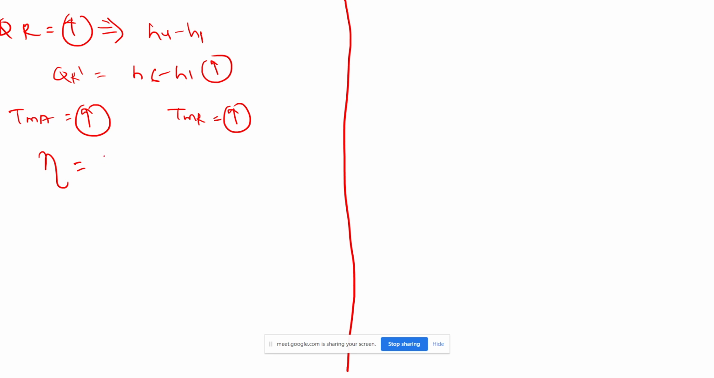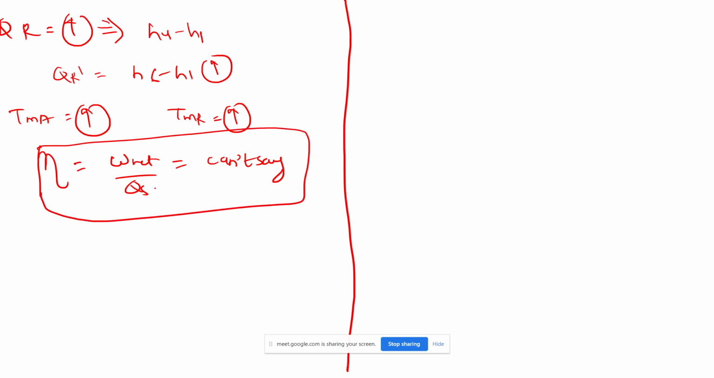And efficiency: what will be the effect on the efficiency? Efficiency, as we know, is net work output upon heat addition. Both are increasing, W net and QS. So we can't say anything about it, may or may not. We have to calculate both, then only can we comment on it. Otherwise, we cannot say anything.